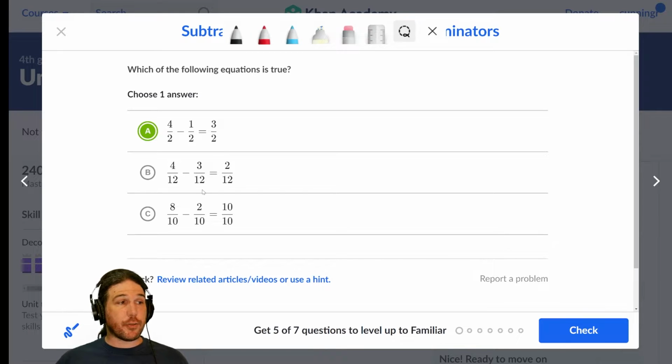4 twelfths minus 3 twelfths, well, 4 minus 3 is 1. So that would be 1 twelfth, not 2 twelfths. 8 minus 2 is 6, not 10. So this should be 6 tenths and not 10 tenths.